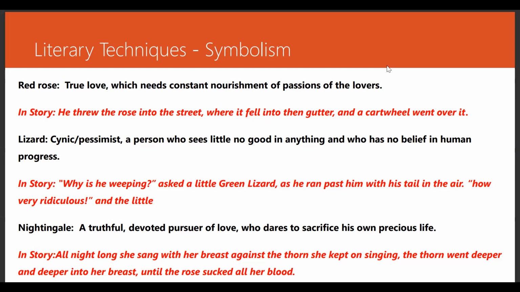The red rose is actually symbolizing true love, which needs constant nourishment of passions of the lovers. But unfortunately, in this particular story, we identified there was no place for true love. I explained to you about the utilitarian society, and we discussed the problems people faced in a utilitarian society. Oscar Wilde always believed in aestheticism, but unfortunately, true love is very rare because in a money-centered world, it is very difficult to find true love. So here the red rose is symbolically representing true love.